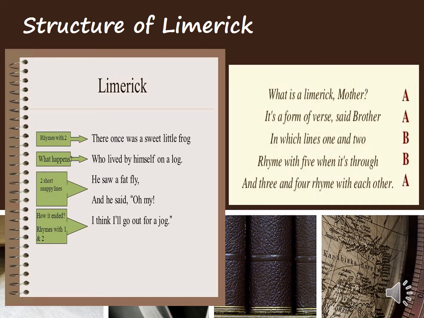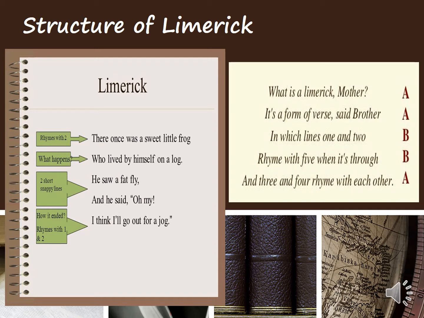This is an example. What is a limerick, mother? It's a form of verse, said brother, in which lines 1 and 2 rhyme with 5 when it's through, and 3 and 4 rhyme with each other. As you can see, lines 1, 2, and 5 rhyme together: mother, brother, other, so we label them with the letter A. Lines 3 and 4 also rhyme together: to, through, so we label them with the letter B.